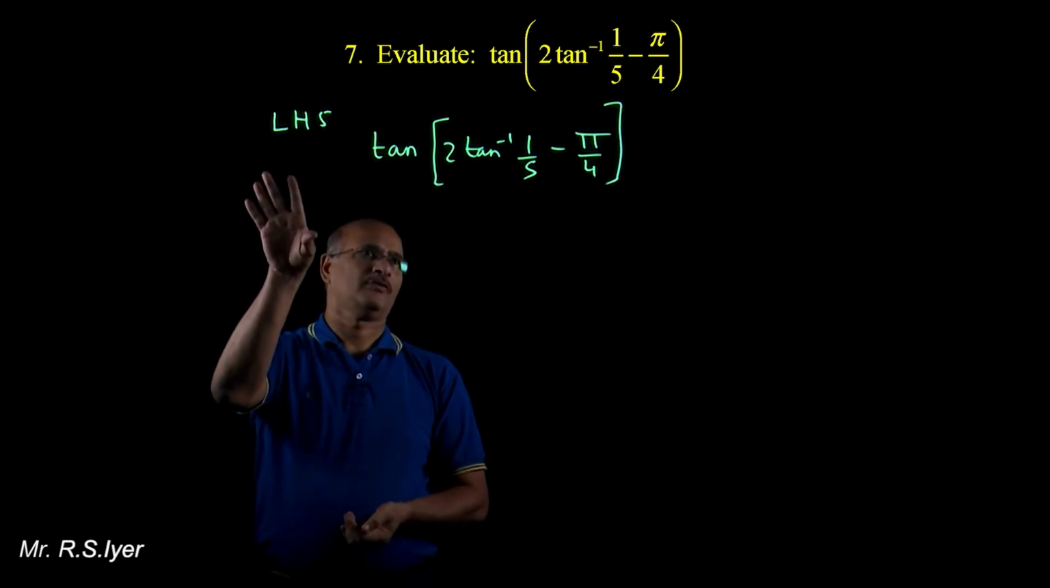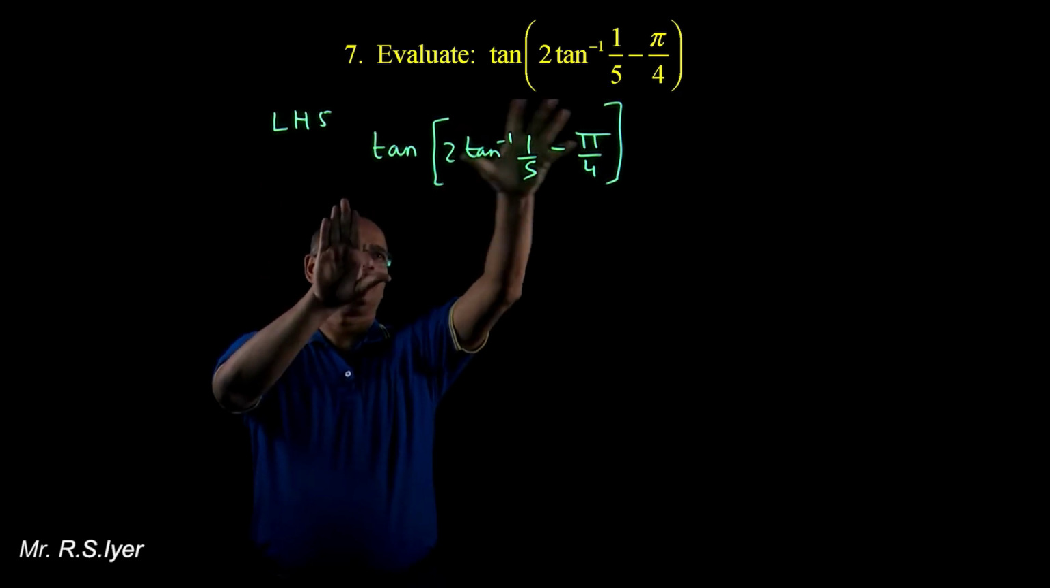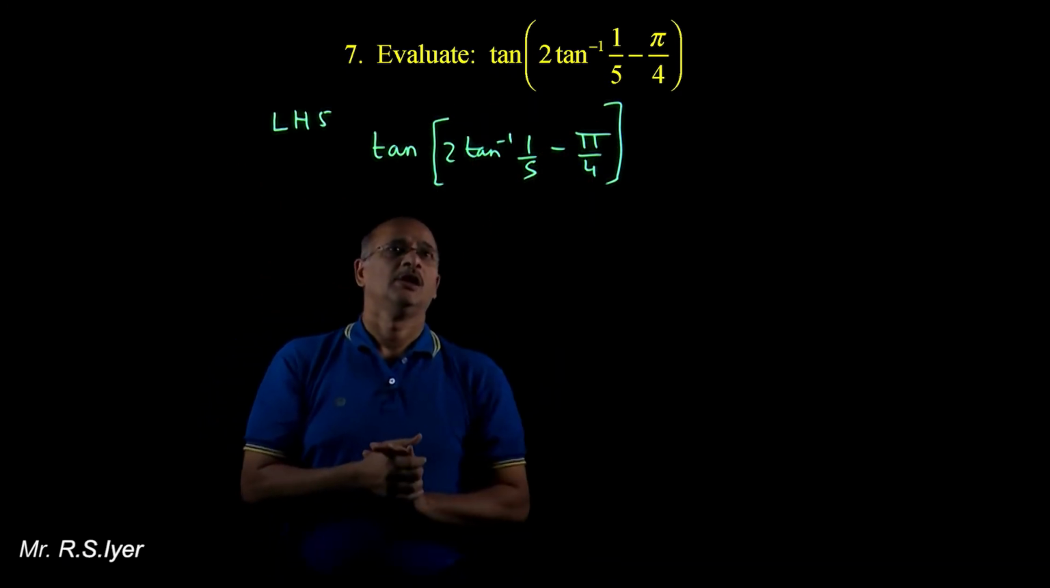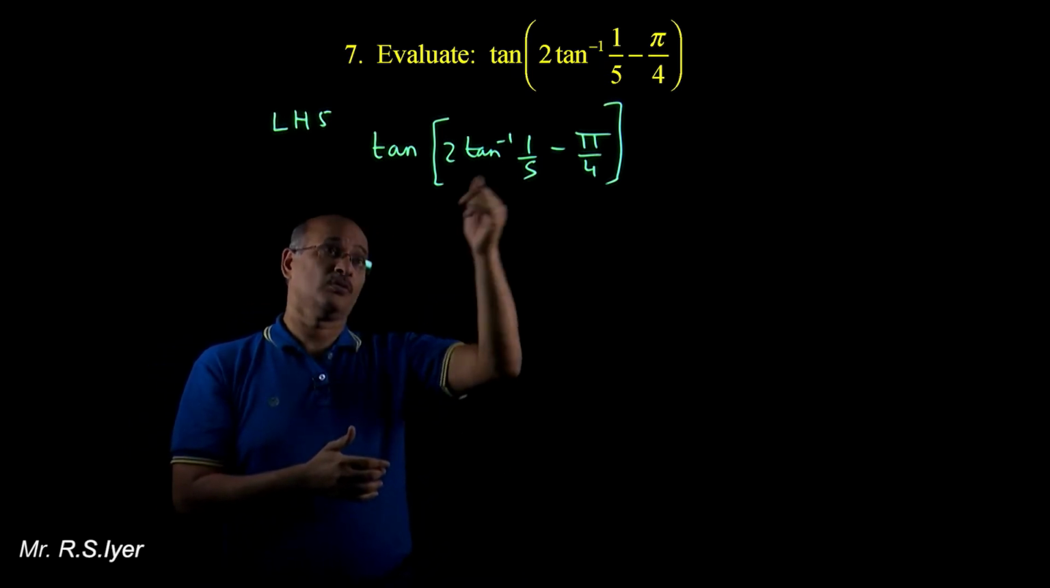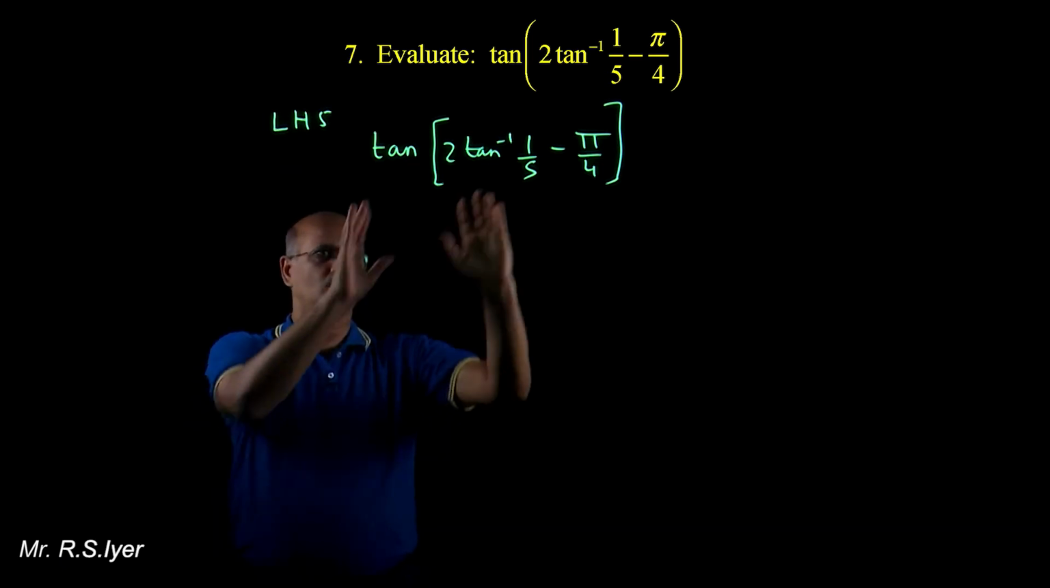Outside is tan, I am not worried about it, I am just worried about the inside part. They are asking to prove, and what is important is they are saying evaluate: tan of 2 tan inverse 1 upon 5 minus pi by 4. Now look at the inside part.